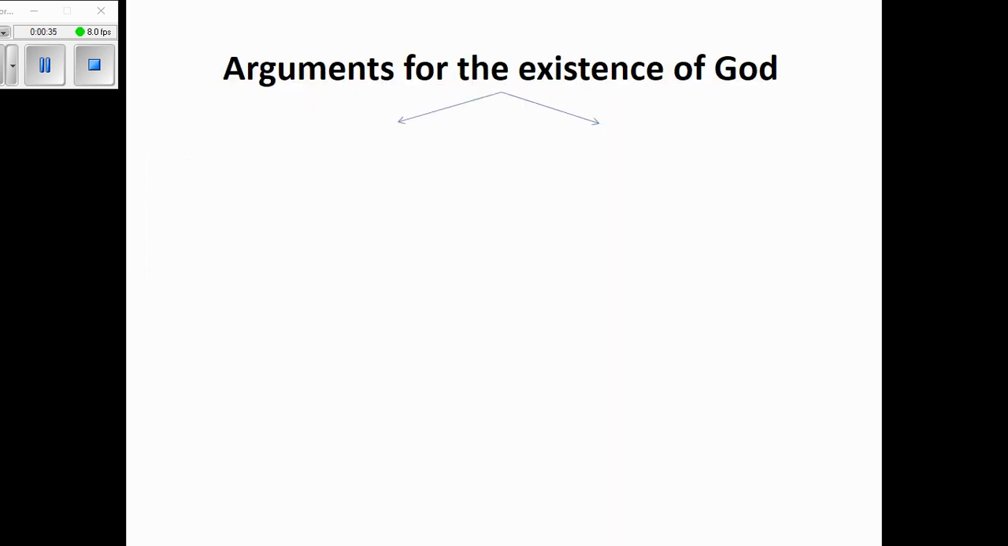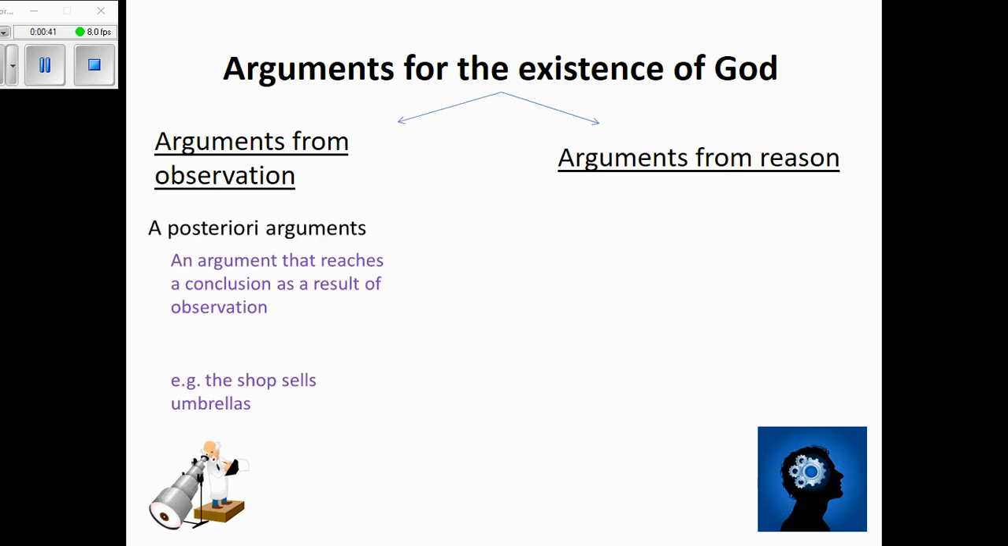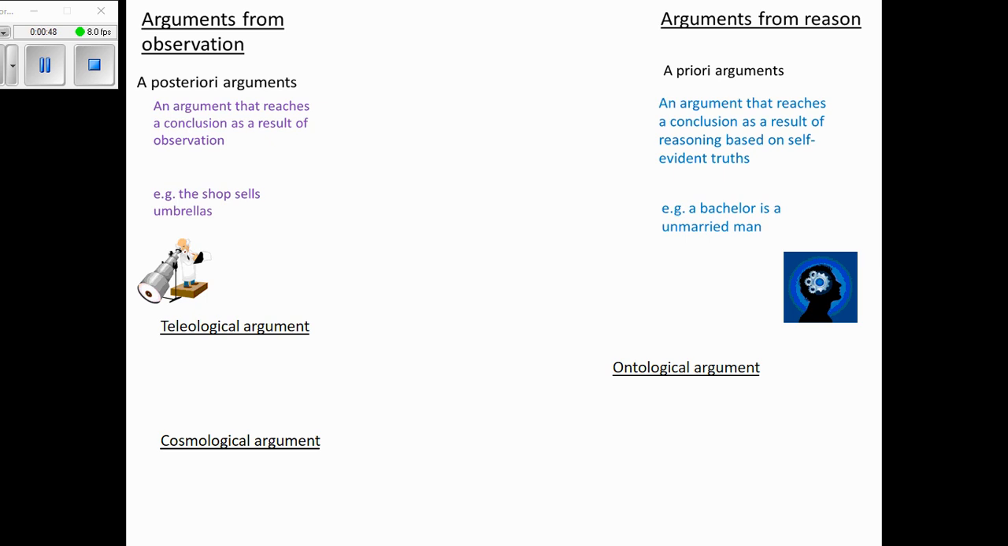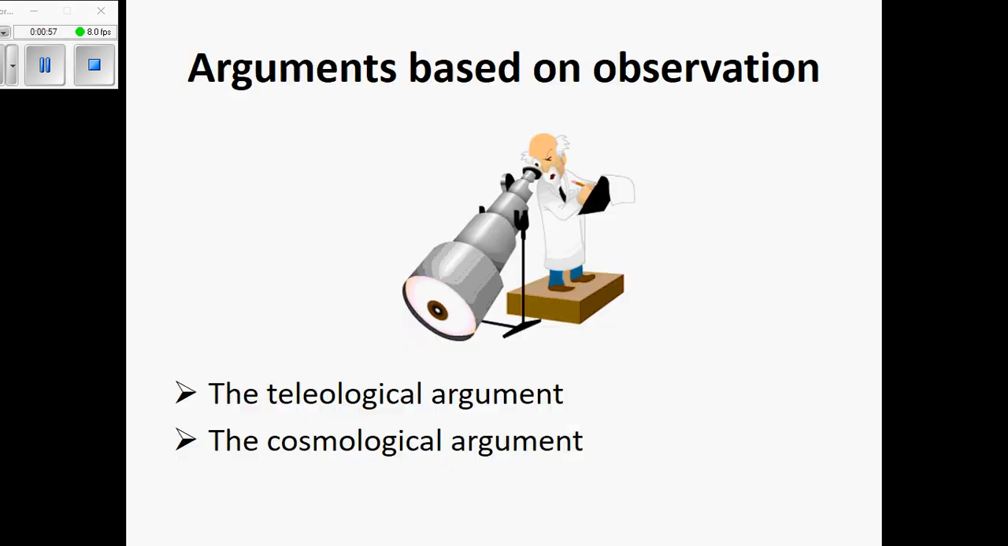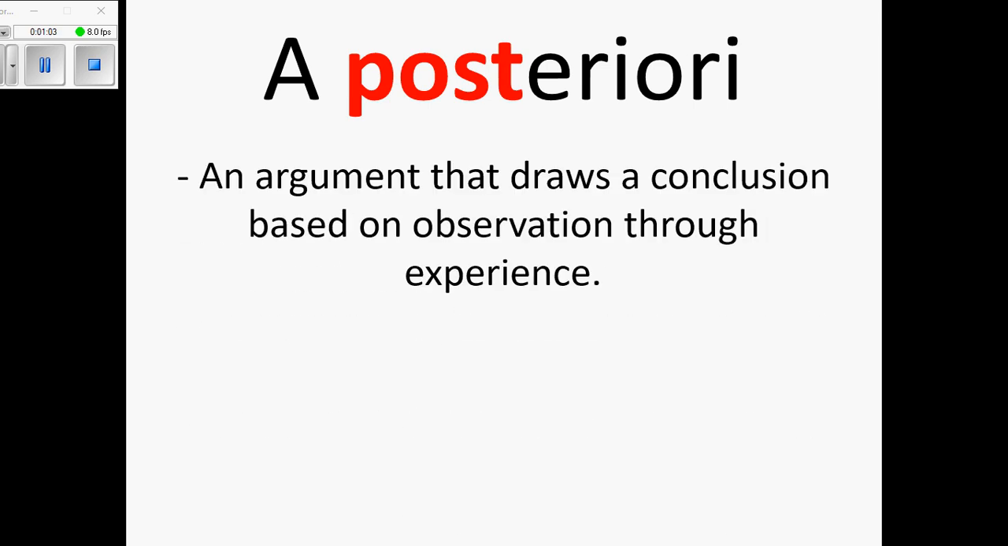So the first thing to say is that we divided the arguments for the existence of God between observation, which is a posteriori, and reason, which is a priori. Teleological, we looked at last lesson, is a posteriori, but so is the cosmological. So another form of a posteriori argument. An argument that draws a conclusion based on observation.